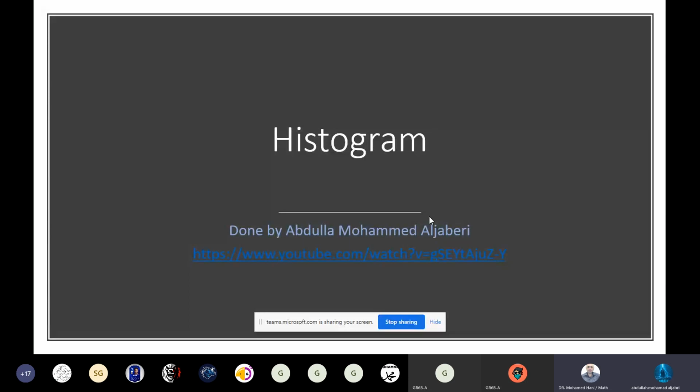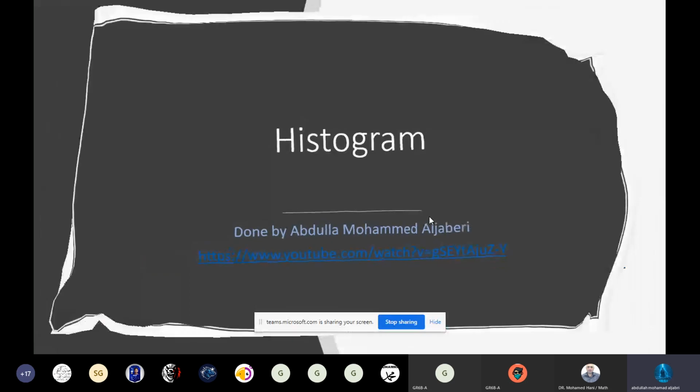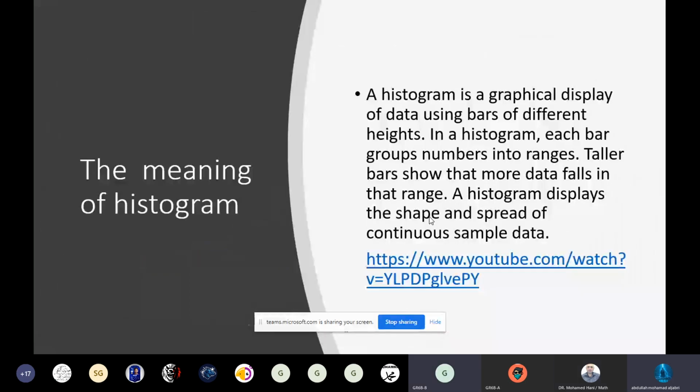Today I'm gonna talk about histogram. We will watch the video at the end. Okay. The meaning of a histogram: a histogram is a graphical display of data using bars of different heights. It helps us to arrange the data. In a histogram, each bar groups numbers into a range. Each bar shows how much data is in that range. A histogram displays the shape of continuous sample data.